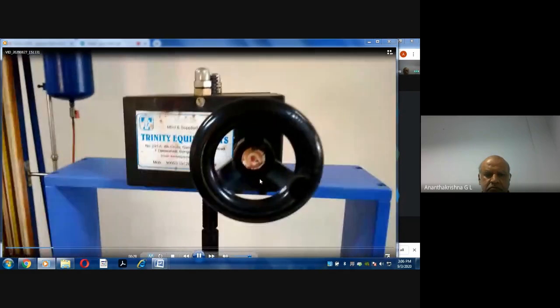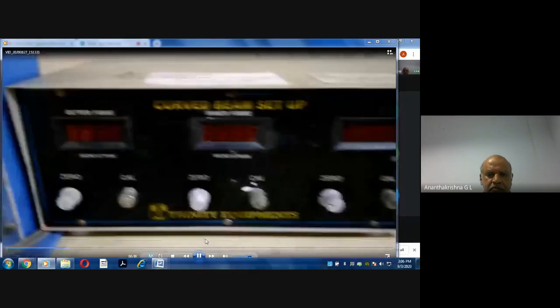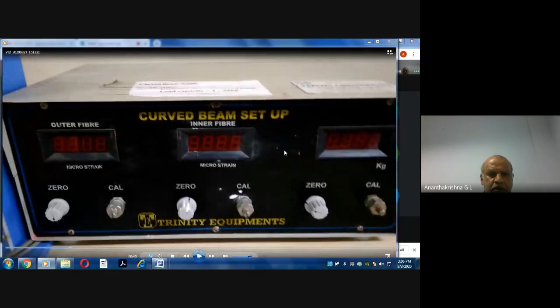And then the load cell is connected to the wheel. Through the wheel, we are going to apply the load. That is, a tensile force on the curved beam is applied through the worm and wheel setup that we have got onto the curved beam. Through strain gauges, they are connected to the indicator. This is the curved beam setup indicator. So this is the inner fiber reading. This is the outer fiber reading. Are you all there with me? Are you seeing the video? Yes, sir.